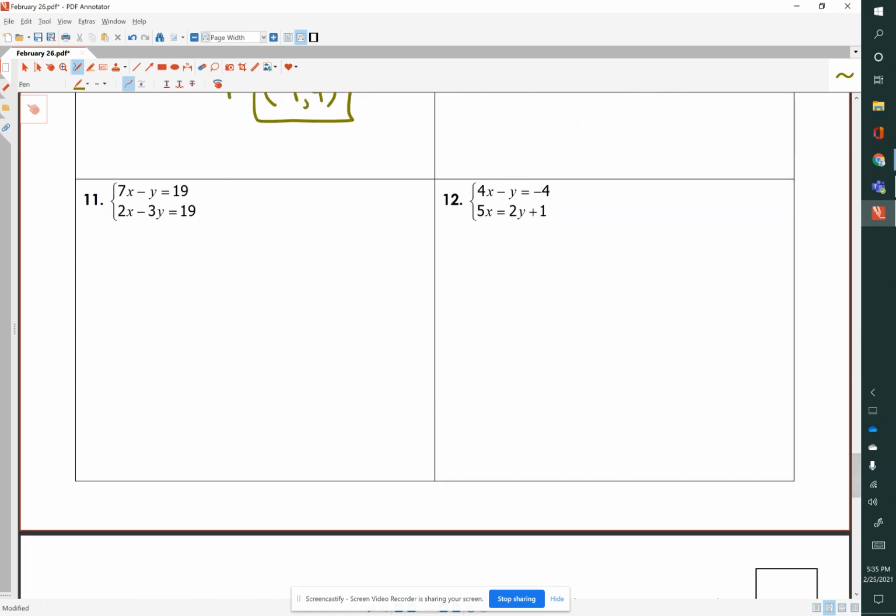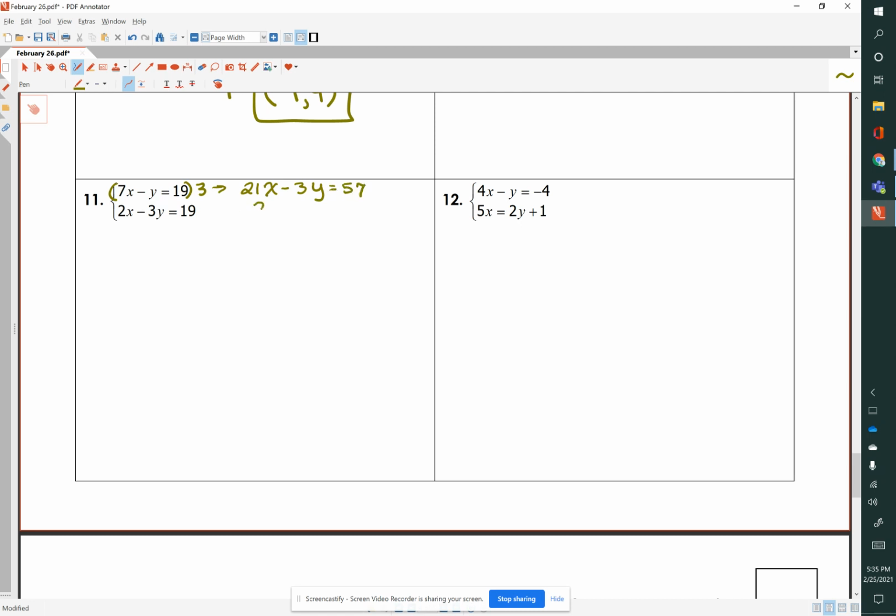And let's look at number 11. So I think what I'll do, I have 7x minus y equals 19, and 2x minus 3y equals 19. So I'm going to multiply the first equation by 3. And can you see what I'm aiming to do? I'm going to eliminate y. So 7 times 3 is 21x. Negative 1 times 3 is negative 3y. And 19 times 3 is 57.